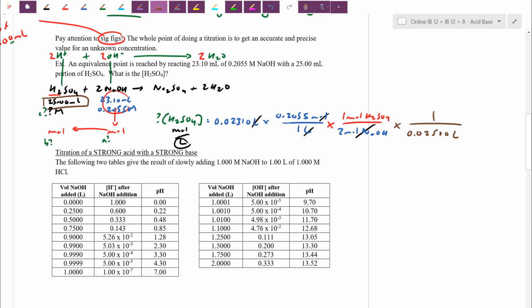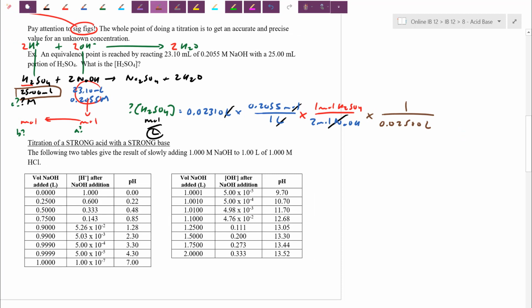Okay? So I'm just going to punch this in here. 0.0231 times 0.2055, divide 2, divide 0.025. And this one here gives me the unknown concentration is going to be 0.0949.